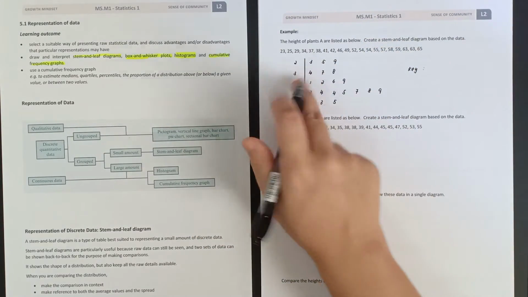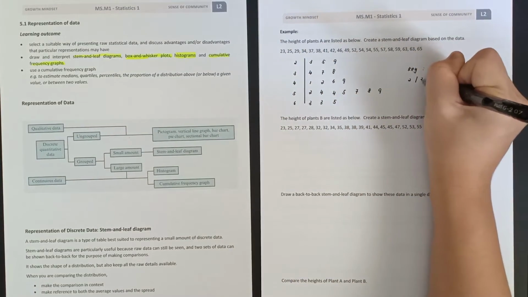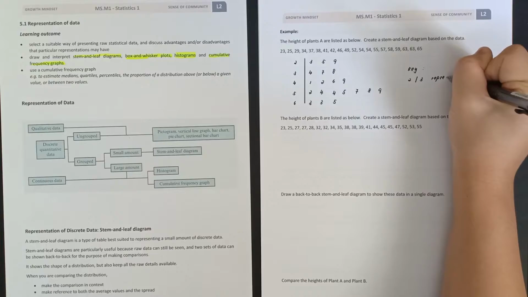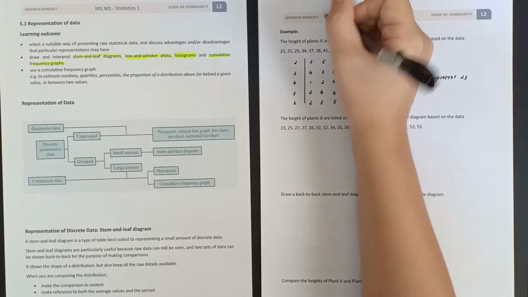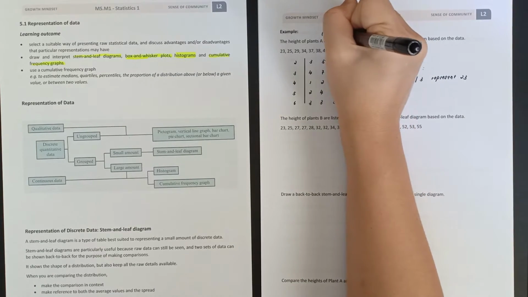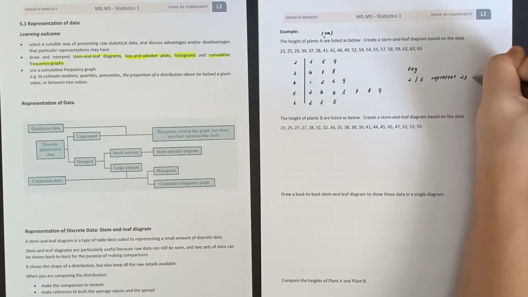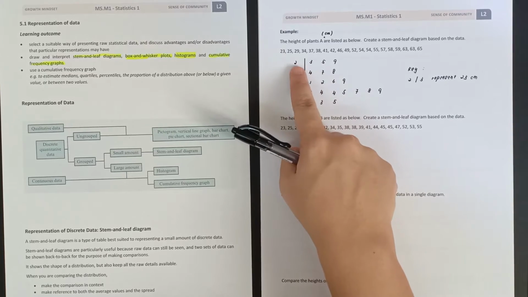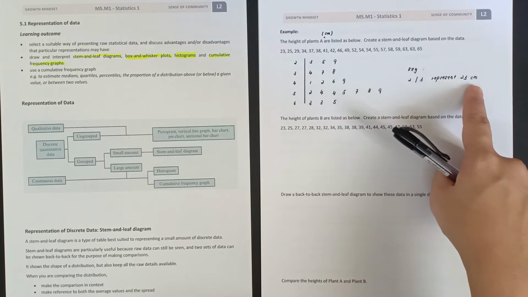Normally we will use the first example here, which is 2, 3. So 2, 3 here represents 23. It will be good if the question tells you, for example, that all of this height is measured in cm. Then you write that 2, 3 represents 23 cm. If your data is 2.3, 2.5, 2.9, then you write that 2, 3 represents 2.3 cm.